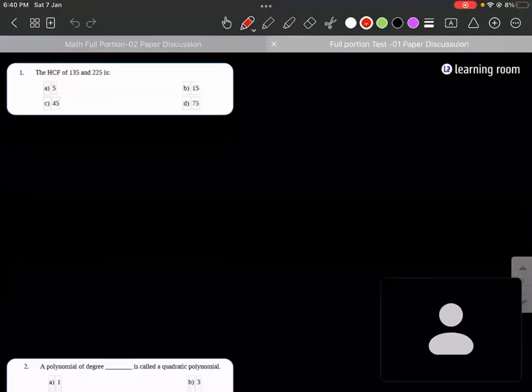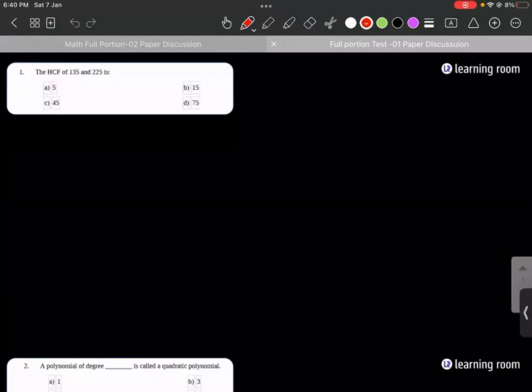So I hope you're able to see the paper. So what is the answer for the first one? HCF of 135 and 225. You would have got your answer sheet also by now. So what is the answer for this? Are you there? Yes, sir. What is the answer, ma? 135 and 225. What is the answer?